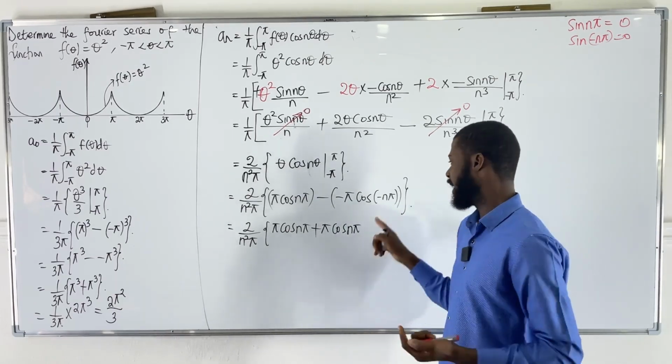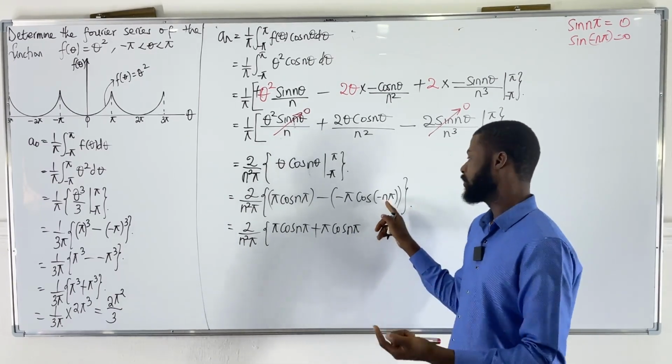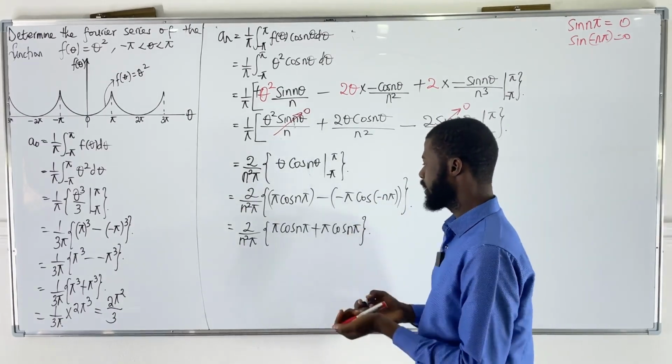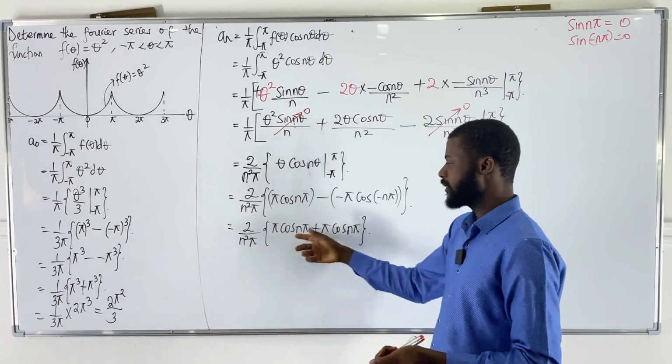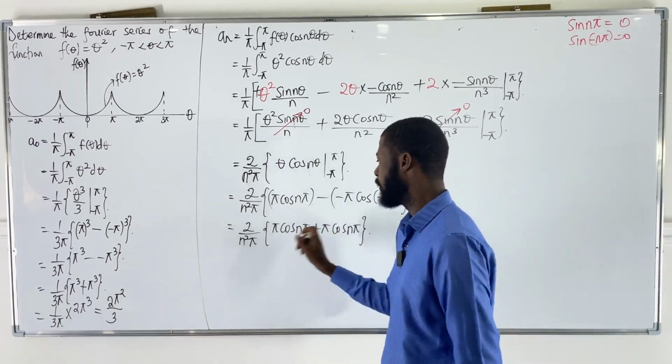So if you pick a number n pi, cos of n pi and cos of minus n pi are the same. So this minus does not make a difference. It's just going to be n pi. Now, these two things can add up. They're exactly the same. So when you add them up, you get double of it.